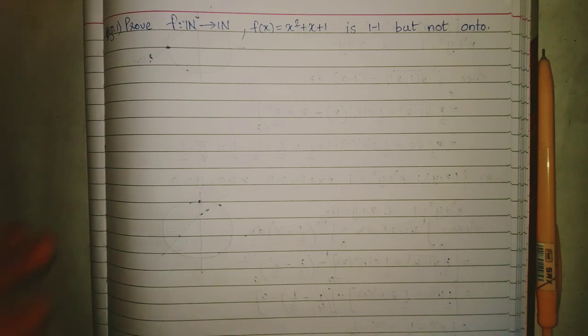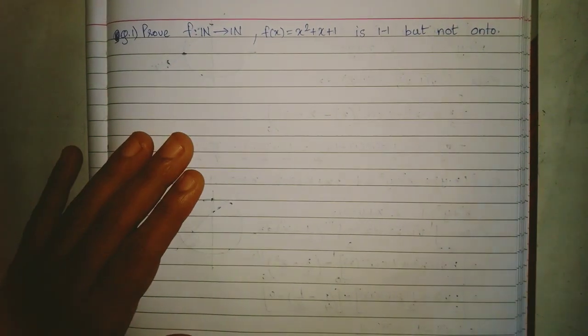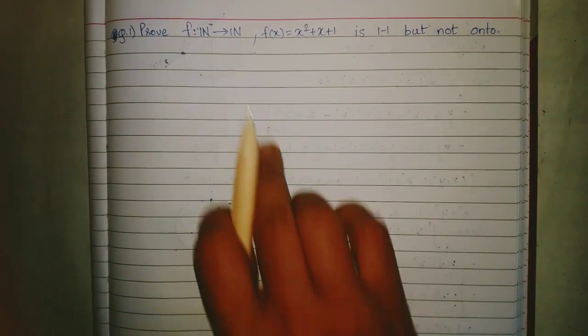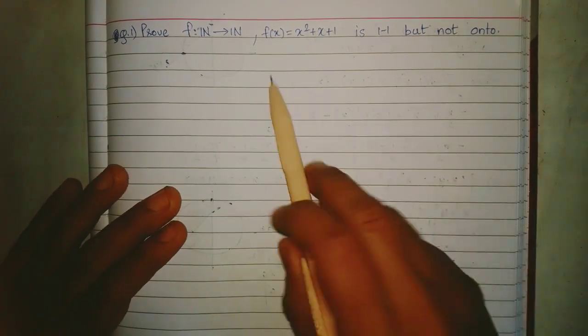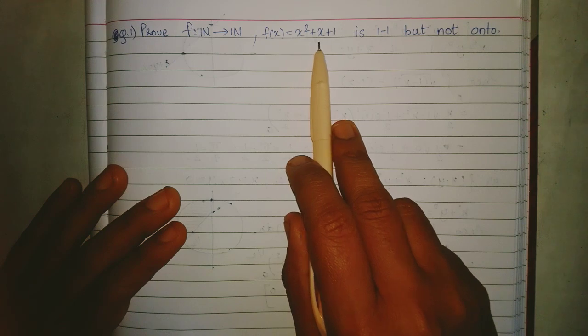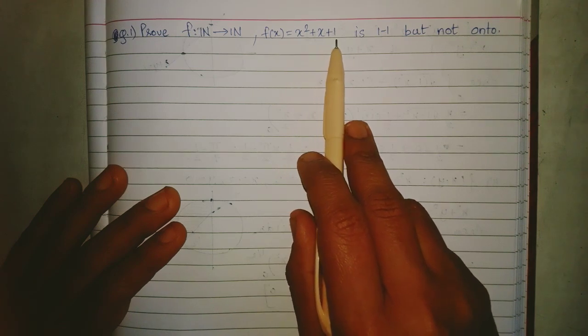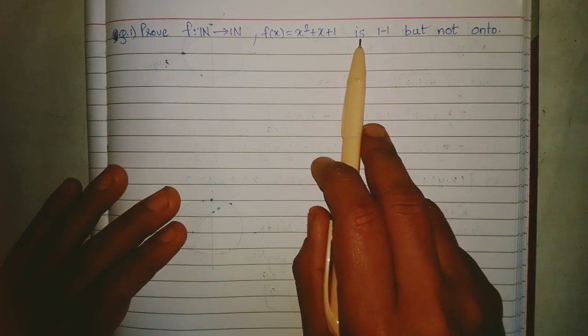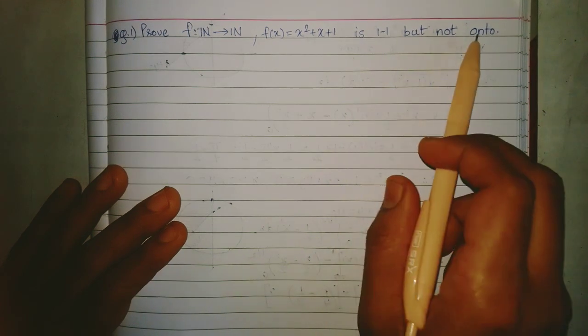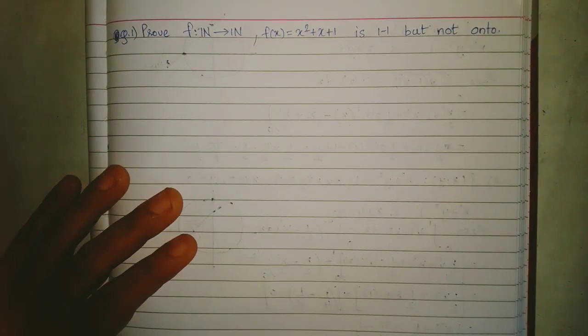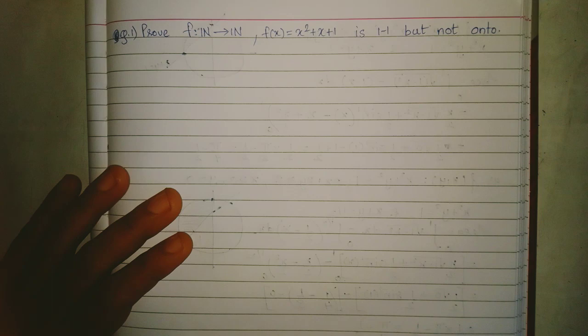Here the function is defined from natural numbers to natural numbers. It is defined as f of x equal to x square plus x plus 1, and we have to show that it is one-one but not onto. One-one is also called injective and onto is called surjective. Whenever both are true, one-one and onto, we call it bijective.